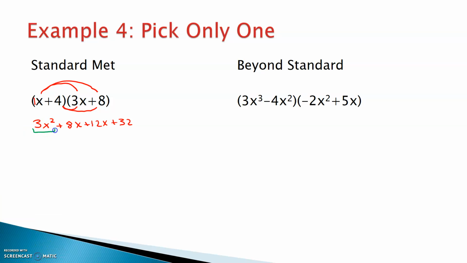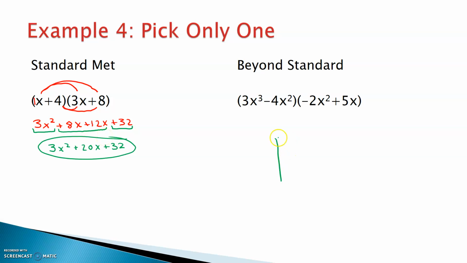X squares, any other x squares? Nothing. 3x squared. X's. Yes, there is. There's 2 in the middle. 8x plus 12x gives us 20x. And then the last one, just plus 32. That's our constant. Okay. All right. There we have it. There's number 1. Or standard, excuse me.